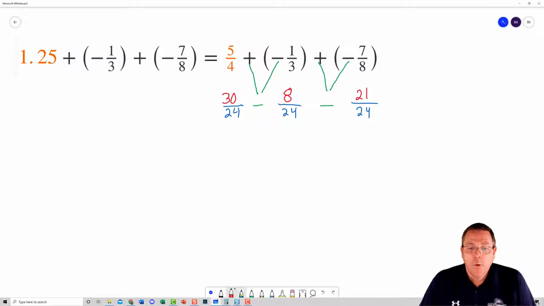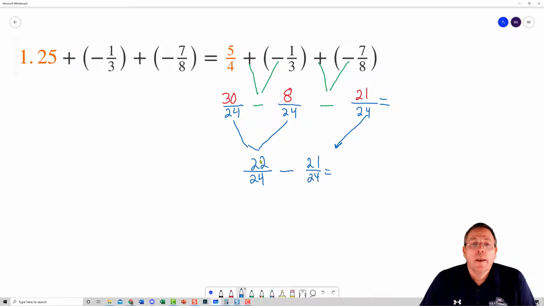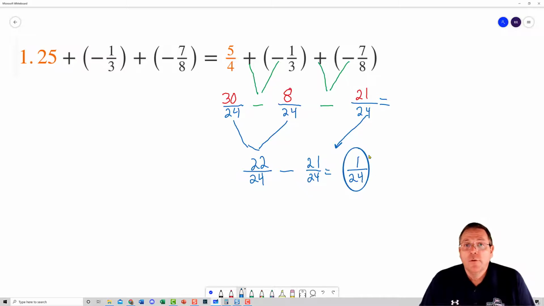And with that, we are finally ready to get down into some business solving the problem. I'm going to do this one bite at a time. I'm going to take care of that part. 30 minus 8, that's going to leave me with 22 over 24. And then I'm going to bring down this part, minus 21 over 24. Next, I have 22 minus 21. That is, of course, going to equal 1 over 24, which is going to be your final answer.